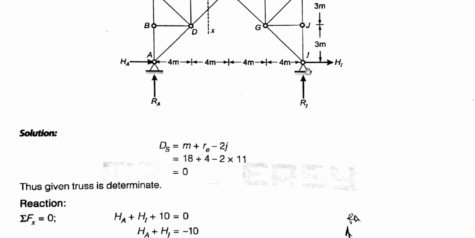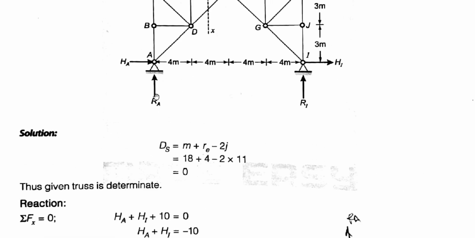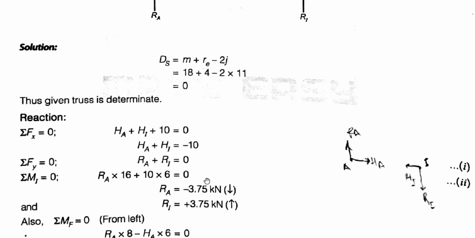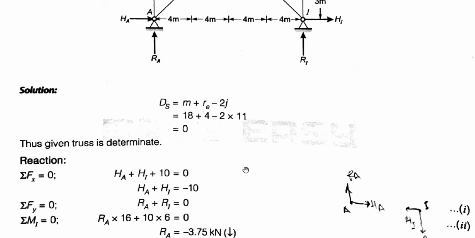Now taking moment about this hinge support, summation of MI is equal to 0. So by taking RA into 4 plus 4 plus 4 plus 4 is 16, so RA into 16, and this is clockwise. And plus 10 into 3 plus 3 is 6, so plus 10 into 6 is equal to 0.